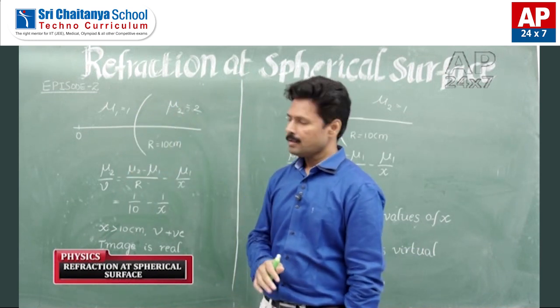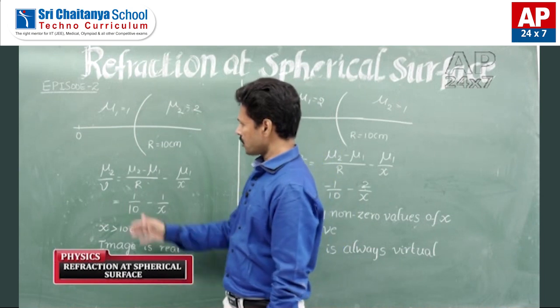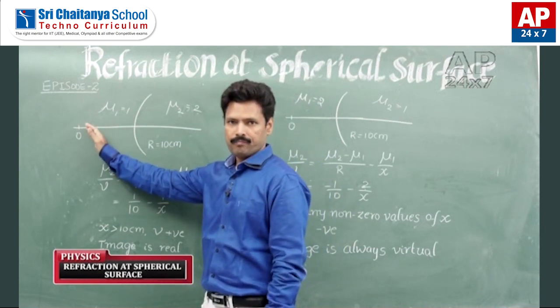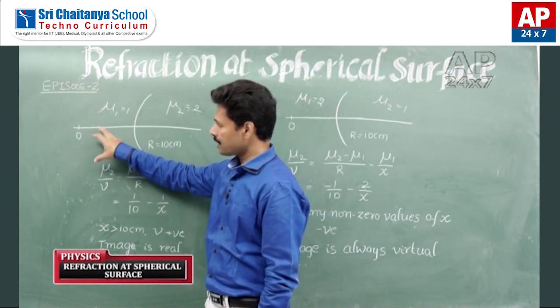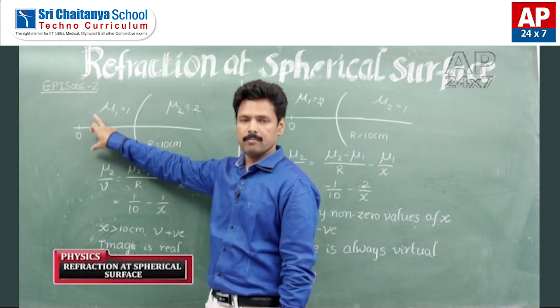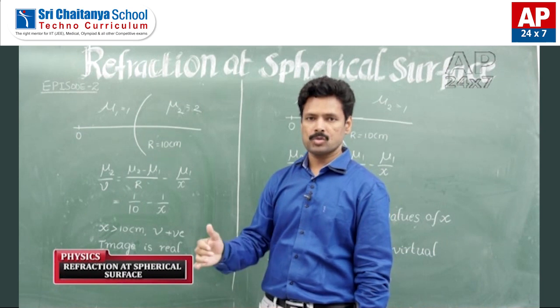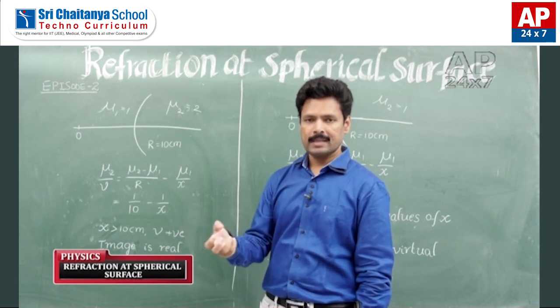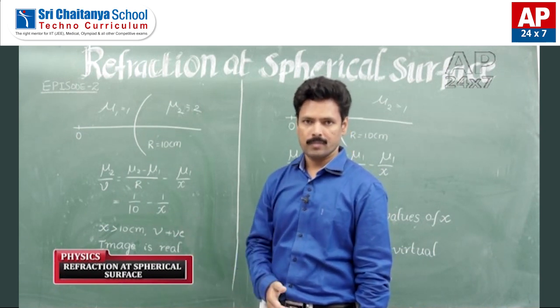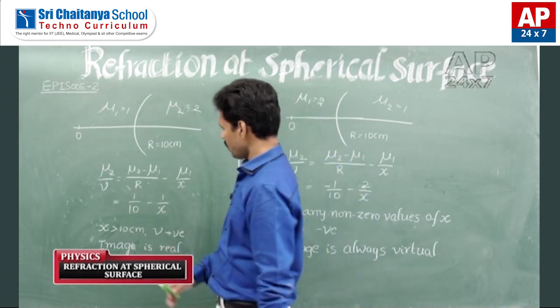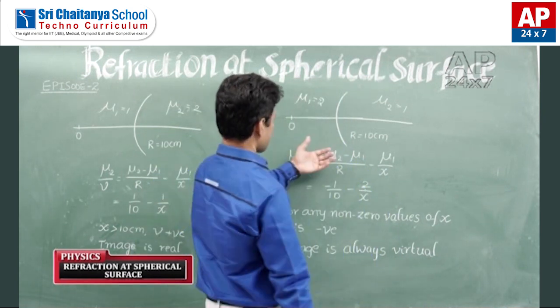Okay now students, that means when we take object on convex side and object is in rarer medium, then image may be real, may be virtual, depending on the values of x. Here x is distance of the object, right? Okay, now take the second case.